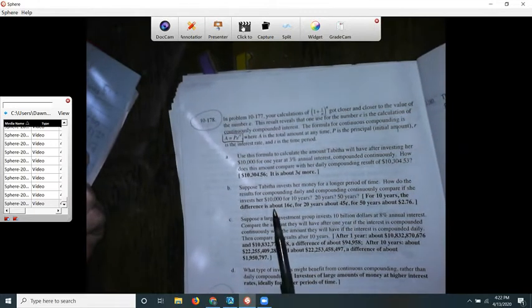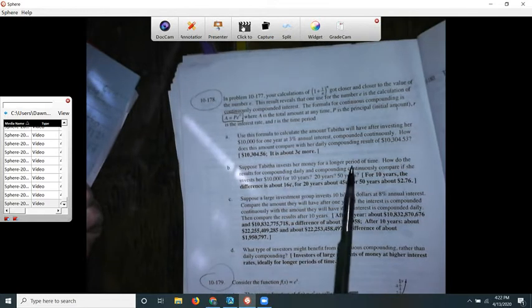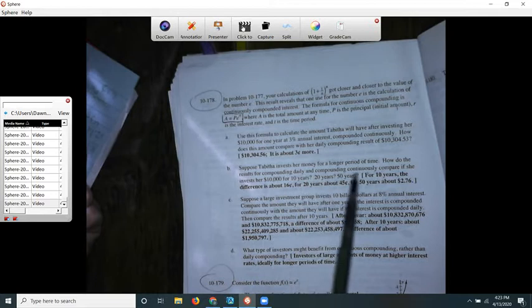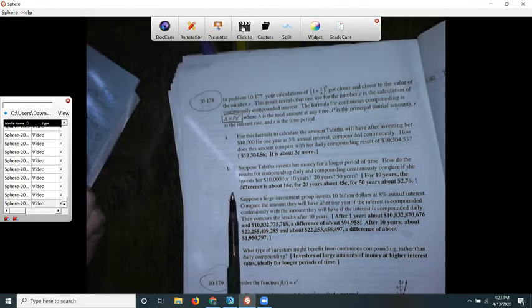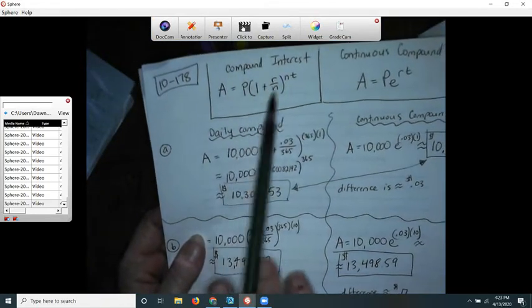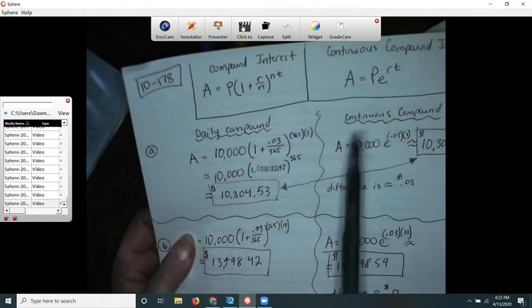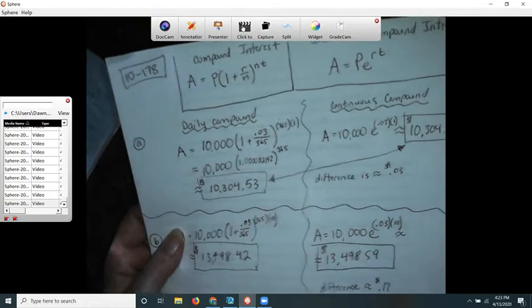So the book wants you to go through and suppose Tabitha invests her money for a longer period of time. How do the results for compounding daily and compounding continuously compare if she invests her money for 10 years, 20 years, 50 years? So how does that compare? Like, how does compound interest, if you compound it every day, compare to continuous? And I already kind of just told you that continuous, you're always going to get more.